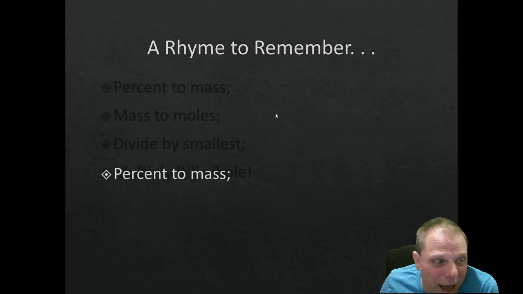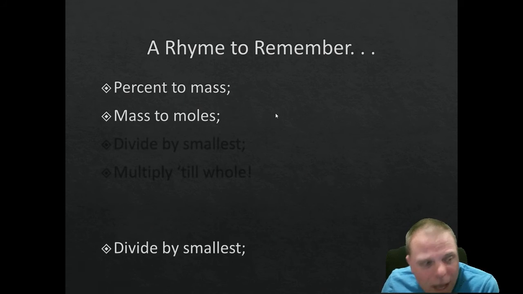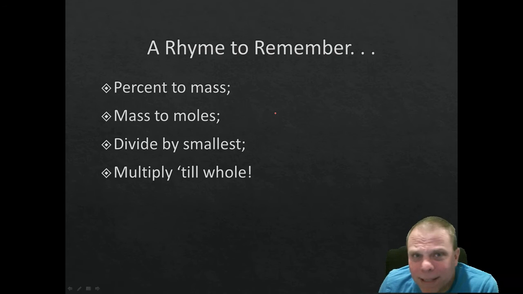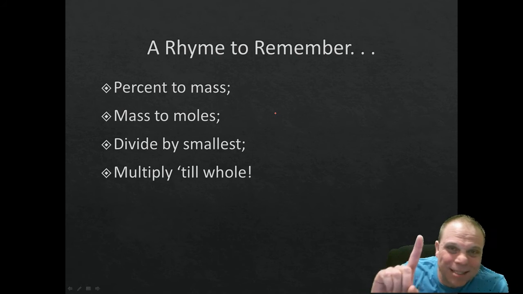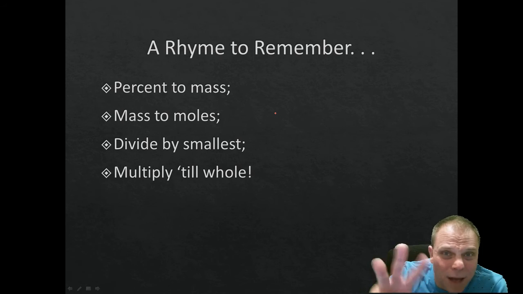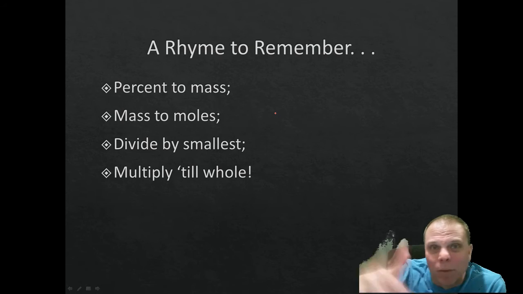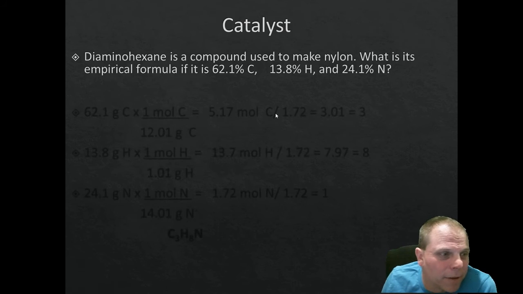Take your percent to mass, percent composition to the total mass, right? Cross out the percentage, turn it into a mass. Percent to mass, mass to moles. Divide by smallest, multiply till whole. Yeah, it may not be a great rhyme, but it might help you remember. Percent to mass, take your mass and turn it to moles, divide by the smallest of all of your mole values, and then multiply until you get whole numbers for all of them.